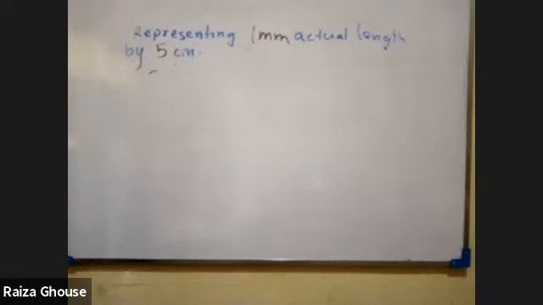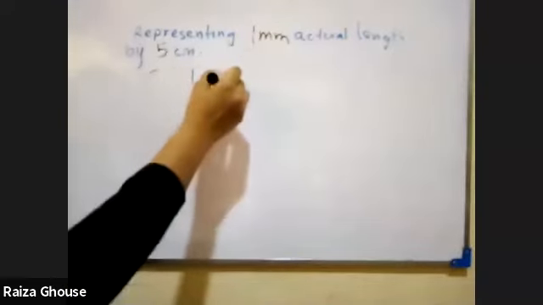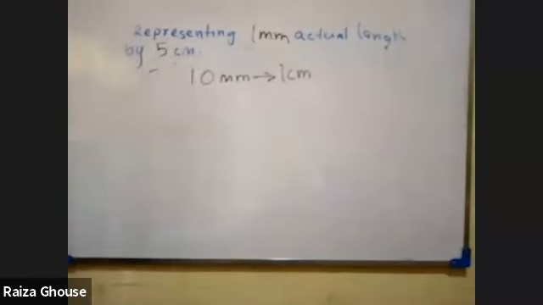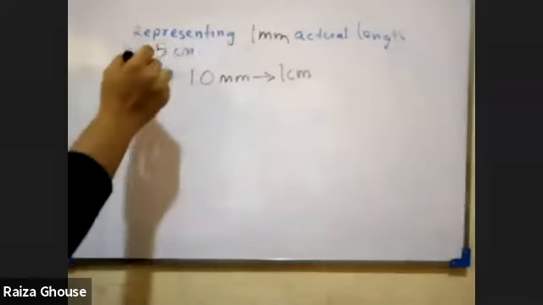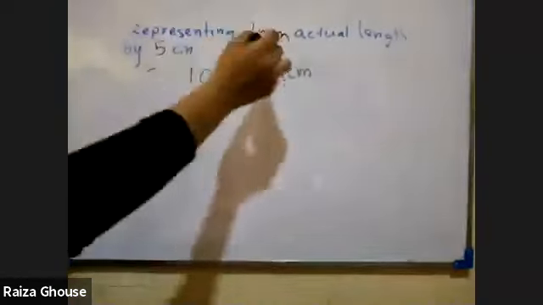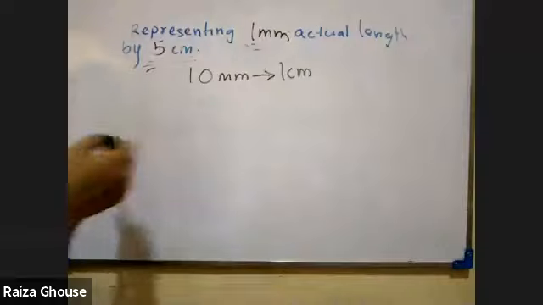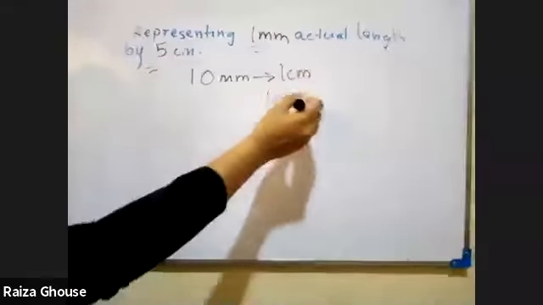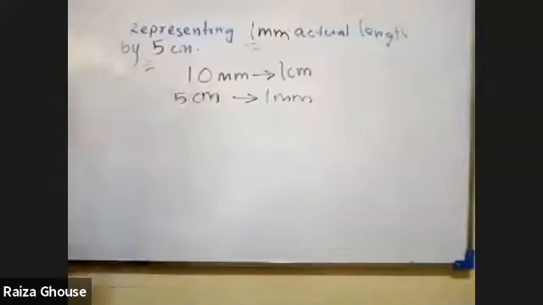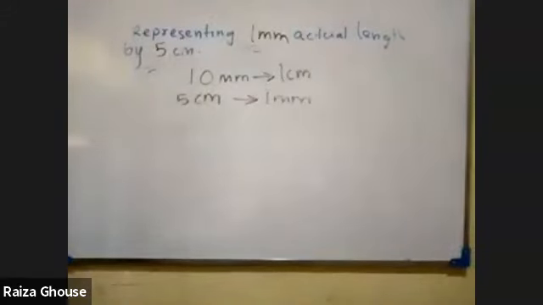Relationship between millimeter and centimeter. 1 millimeter means how many centimeters? 10 millimeter is 1 centimeter. Using this knowledge, you find out. You can convert the centimeter into millimeter or millimeter into centimeter. Now see, they are going to represent 1 millimeter of actual length by 5 centimeter. Actual length 1 millimeter is going to be represented by 5 centimeter.